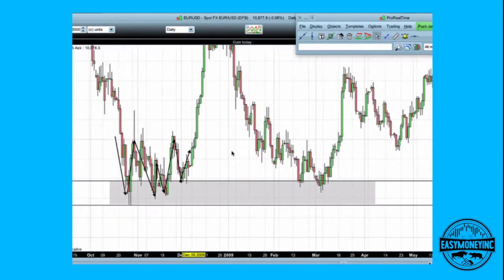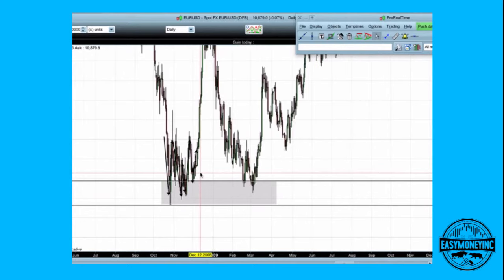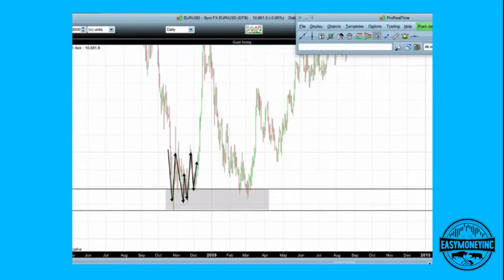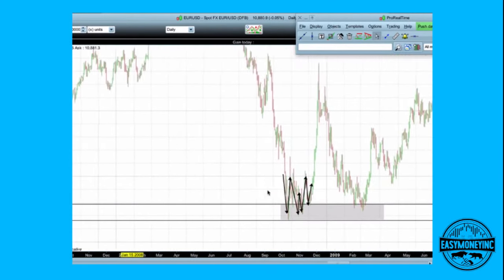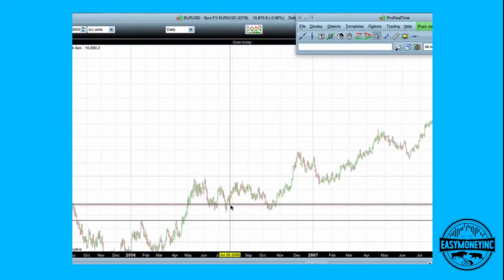Now, another thing I want to show you here is how the markets have very long memories. So right here, this is November the 14th, 2008. This is March the 5th, 2009, when this happened again. But if I scroll out here, now I've not actually checked this, so I don't know if there's going to be any more touches on this market, but oh yeah, here we go.